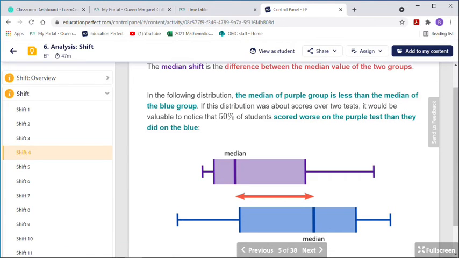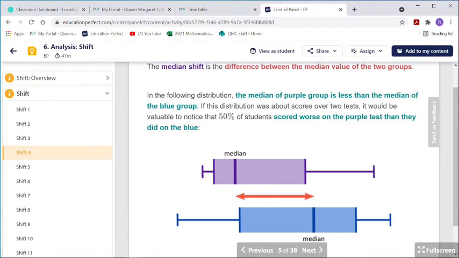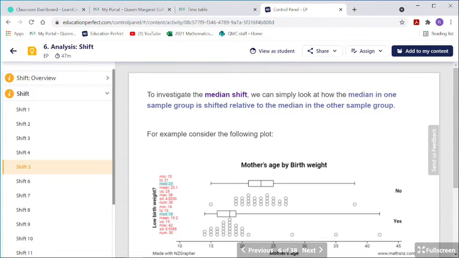So let's look at some of this. If this distribution was our scores of 2 tests, it would be valuable to notice that 50% of the students scored worse on the purple test than they did on the blue. So you can do the other way around too. So these guys, 50% of them did worse than on the purple test. Okay? Because the median was lower. So you can do different values. And so this is what's called the median shift.